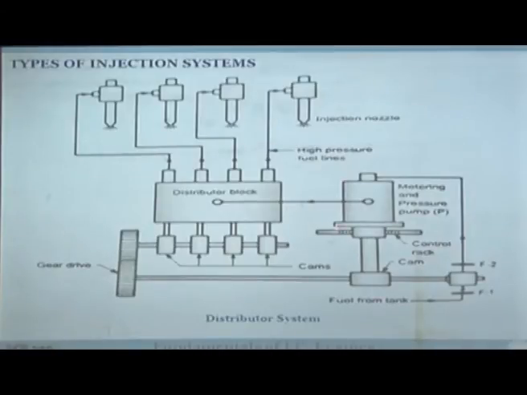What it is doing is creating pressure only, and then it goes to the distributor block. And this distributor block has only one element. That element distributes the fuel to all cylinders through these different pipelines. Since the same element is distributing to different pipelines, that means the quantity will be the same. So the fuel goes into the cylinder via these high pressure pipelines.